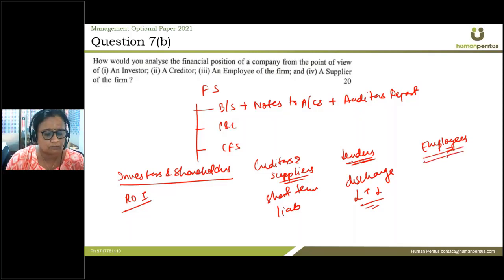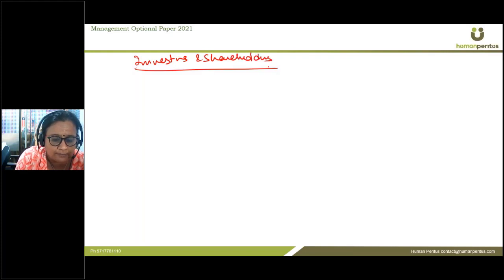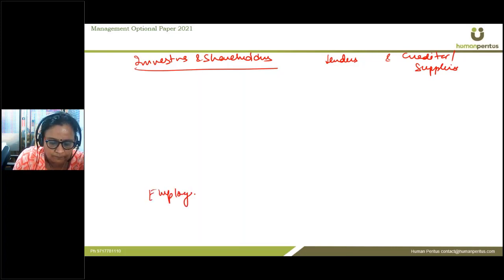So, if you are talking about investors and shareholders, which financial ratios would be beneficial to analyze the position of a company? So, investors and shareholders, I'm writing here, and then lenders and creditors or suppliers, I am writing here, and then employees. Okay. So which ratios they are concerned about, we are discussing that right now.